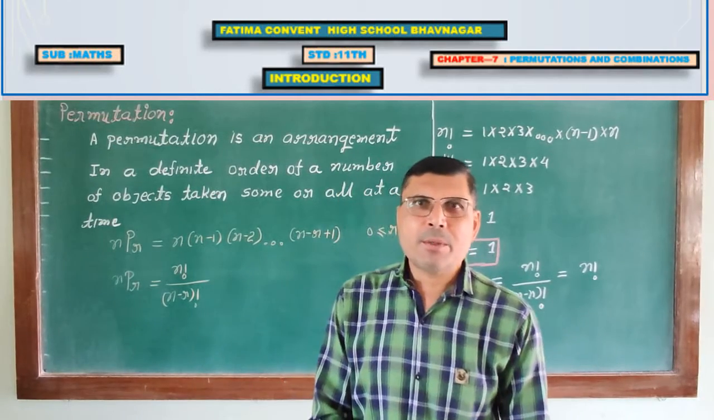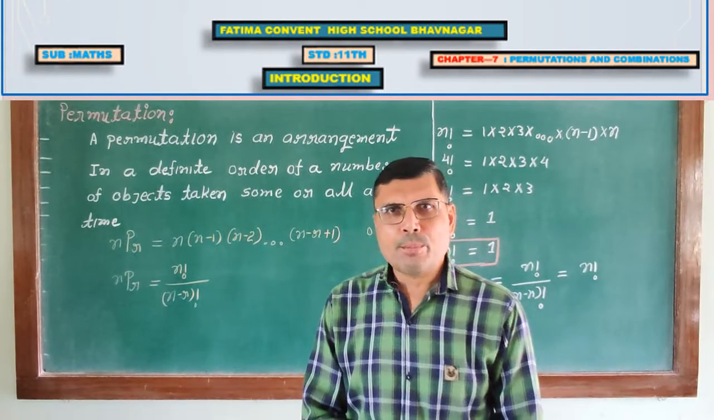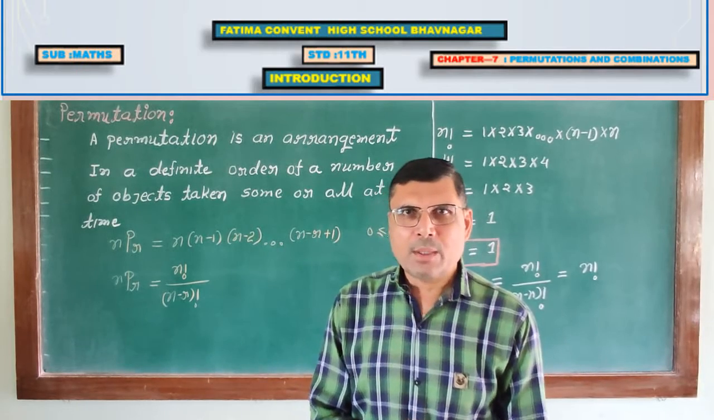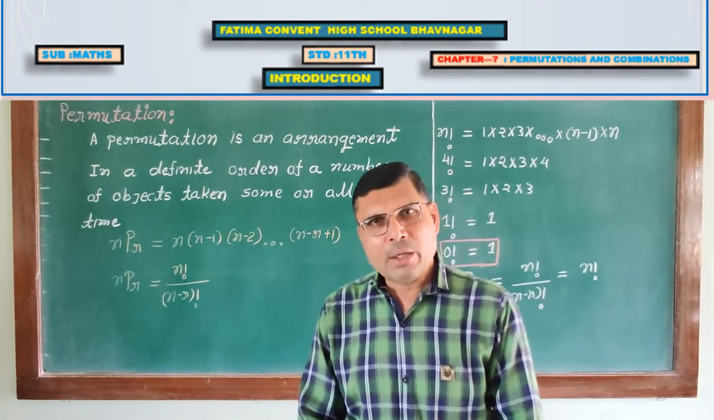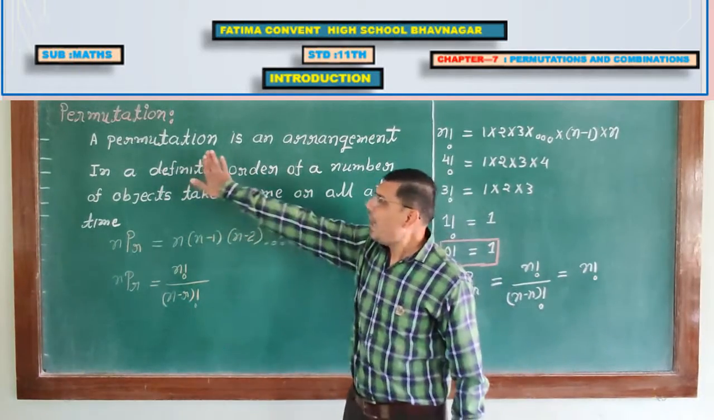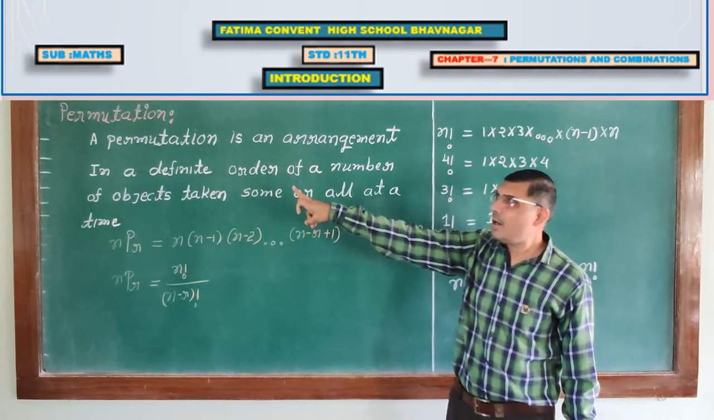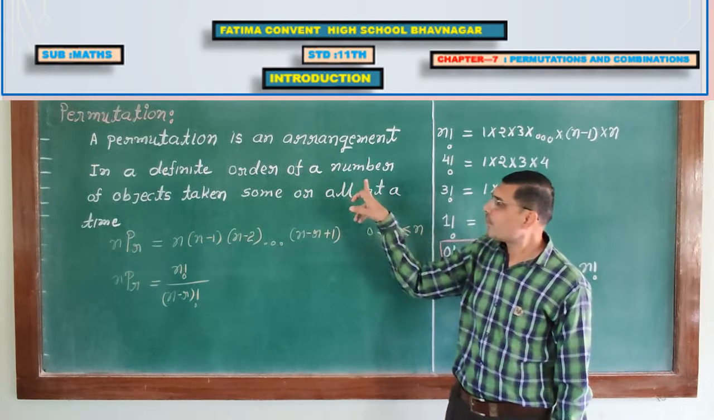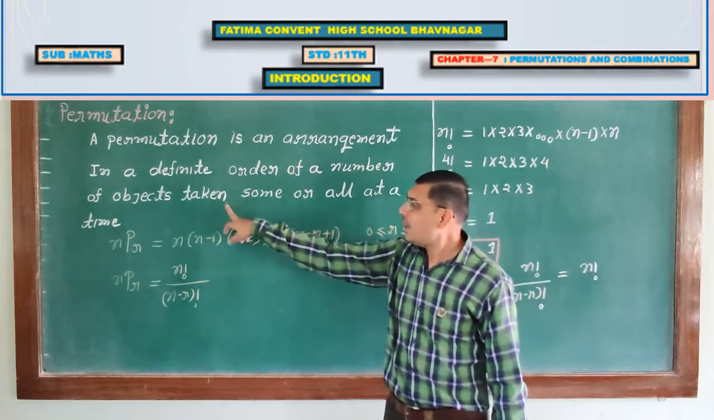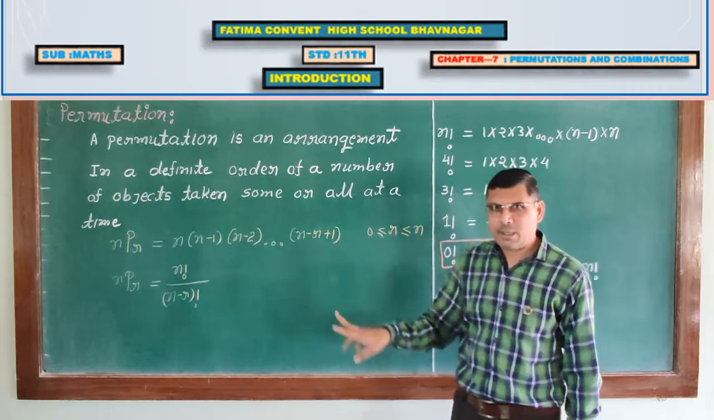After the fundamental principle of counting, now we are entering the main part of this chapter, that is permutation. First of all, let us see what the meaning of permutation is. The meaning is this: a permutation is an arrangement in a definite order of a number of objects taken some or all at a time.